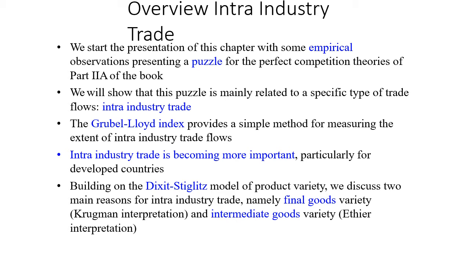So what we're going to do, first, in terms of our overview, is look at some empirical observations. We can present some sort of puzzle, both from perfect competition theories, which are linked to part 2 of this textbook. And then we're going to show you the puzzle in terms of inter-industry trade. So that is what this reading is about. What is inter-industry trade? And then we're going to show you the Grubel-Lloyd index, and the application of this.